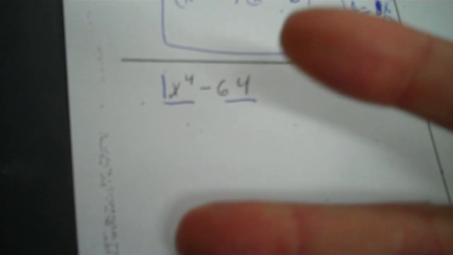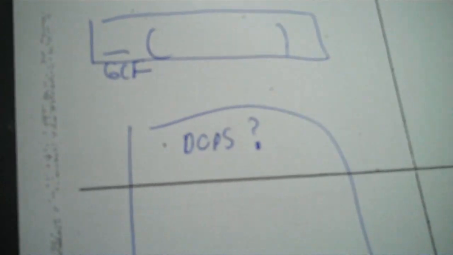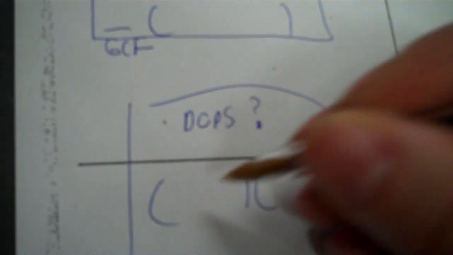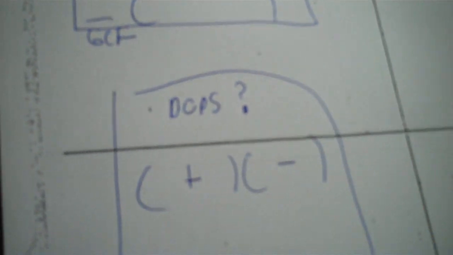Okay, x to the 4th power minus 64. So we have a binomial. There's 2 terms now. So with 2, I figure out what the GCF is of the expression. And then after that's done, I see if I have a difference of perfect squares on the spot from here. So 2 parentheses, 1 with plus, 1 with minus. Okay, so DOPS question mark.